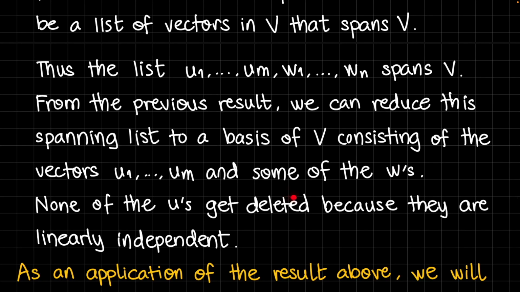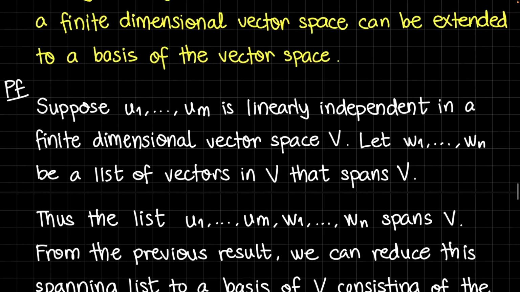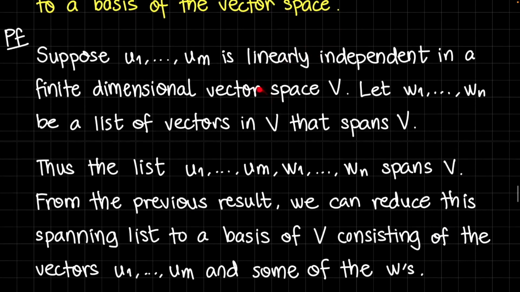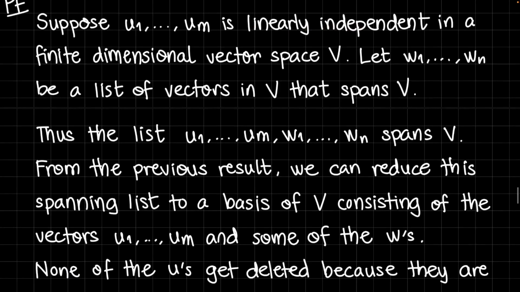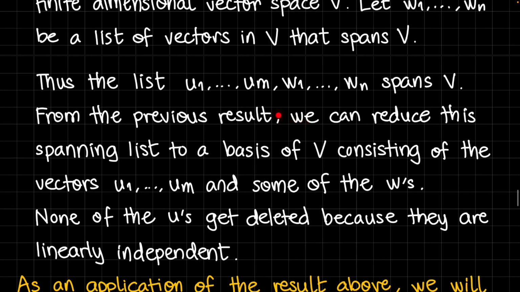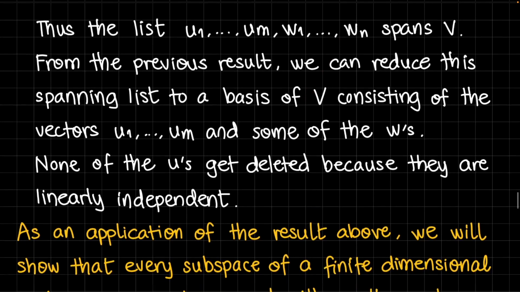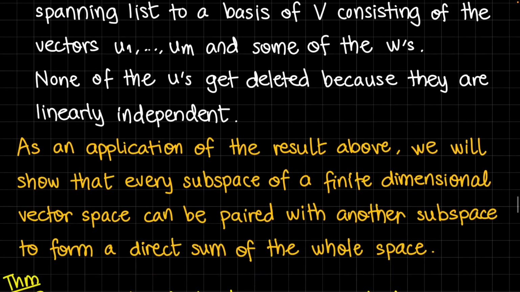And therefore, whatever we end up with is a basis from the previous result, and we're done, because we've extended to a basis. We started with a linearly independent list, took any list of vectors that spans V, and such a list must exist because V is finite dimensional. Added the linearly independent list to the spanning one, said the entire thing spans V. Used the previous result to break this spanning list into a basis, and that's it. That's the end of the proof.